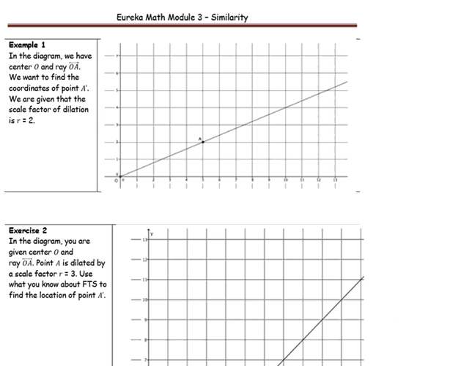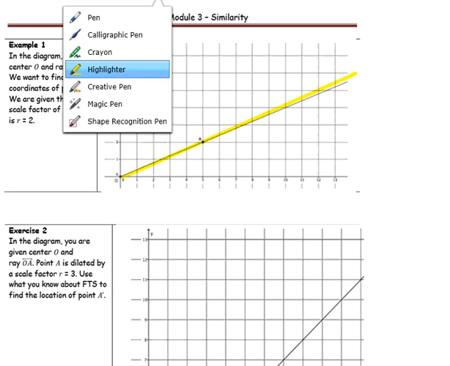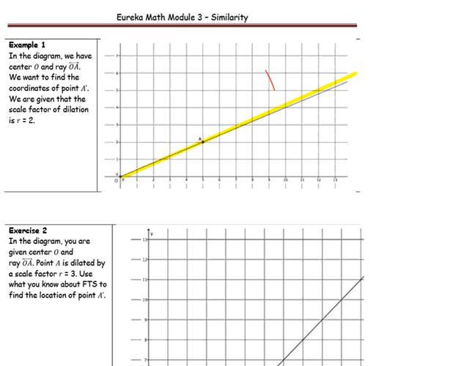Example 1. In the diagram, we have center O and ray OA. We want to find the coordinates of A prime. We're given that the scale factor of the dilation is 2. So we're going to dilate A from the center O with a scale factor of 2, and it will end up out here somewhere. And we don't know exactly where it is.